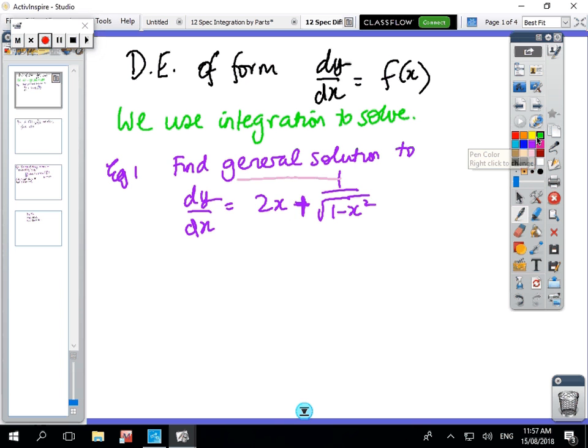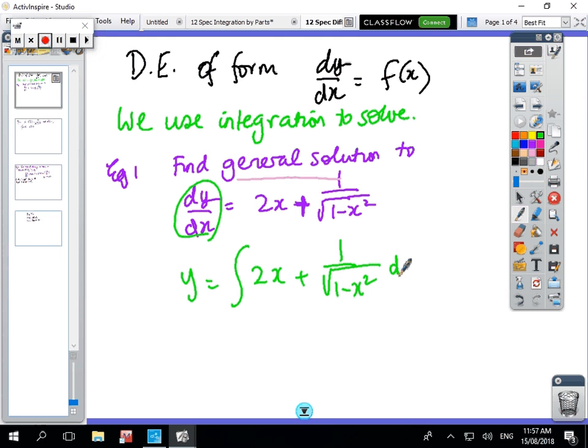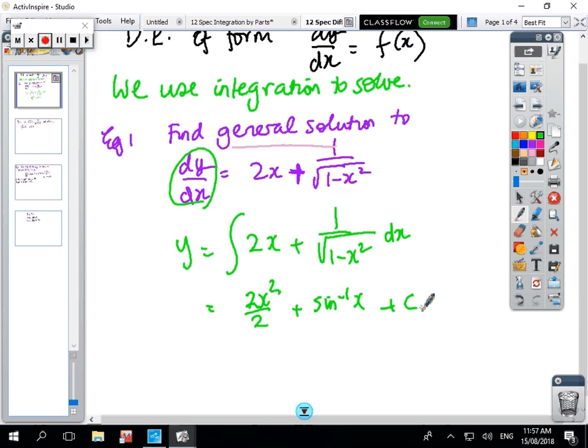Okay, so to go back from dy dx to y, we just integrate 2x plus square root 1 minus x squared dx. Okay, and then the integral of 2x is 2x squared on 2, which I'll fix up in a sec, and the integral of 1 over that is sine minus 1 x, and then plus c, and so the answer is just x squared plus sine minus 1 x plus c. So this is really what you've been doing for a long time. Okay, copy that and come across.